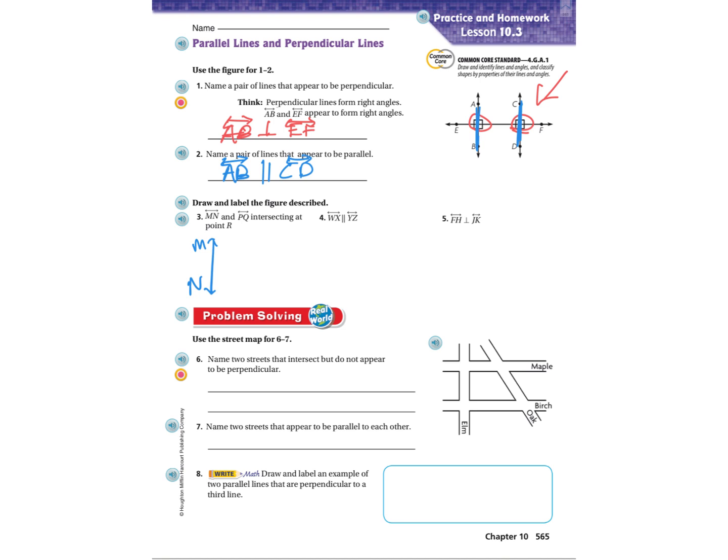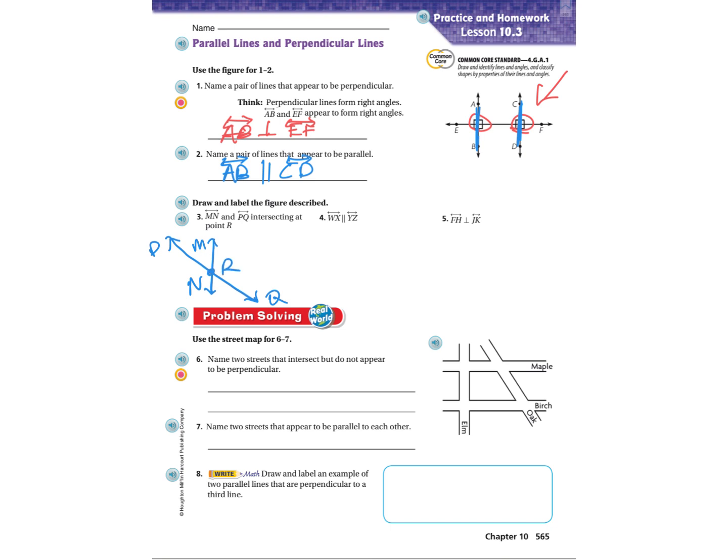Intersecting lines make these. So does it have to be 90 degrees? No, perpendiculars do. So I'm just going to make a V with that, and I'm going to name this P and Q. Okay, what am I missing? The R. Intersecting at R. Yeah, so wherever they cross is point R.